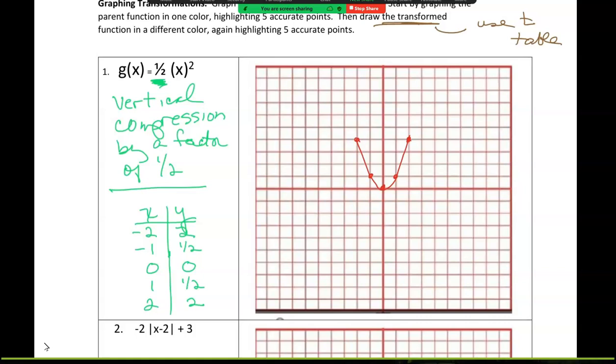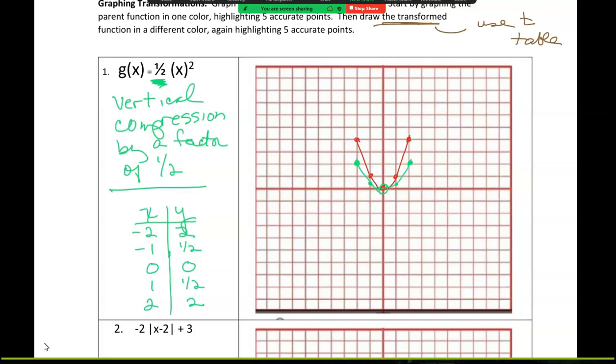Okay, so this is -2 and then up 2, right? Because that's -2 for the x. That gives me 2 for the y. Then -1 up only 1/2. I'm going to go right there. This is the same. I have symmetry right here, so that's going to be 1/2. And I have symmetry here. That's going to be that. So this is what's happening.